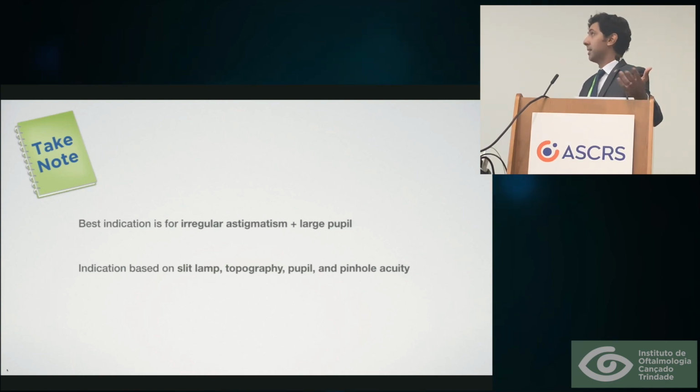First, the best indication is for this combination of irregular astigmatism in a large pupil. And how large are we talking about? We're saying here anything around 4 millimeters in mesopic conditions is probably a good indication. But the indication should not rely only on pinhole acuity. You must take into consideration a slit lamp examination to see how clear the central cornea is, how large the pupil is, and how aberrated the cornea is.